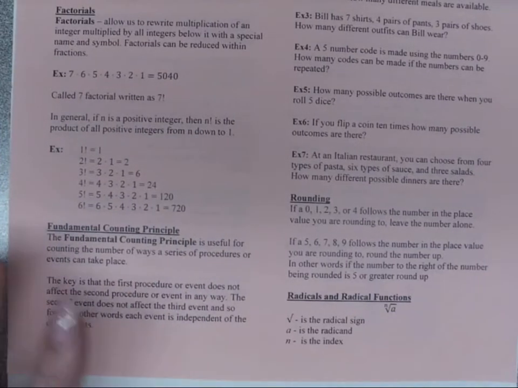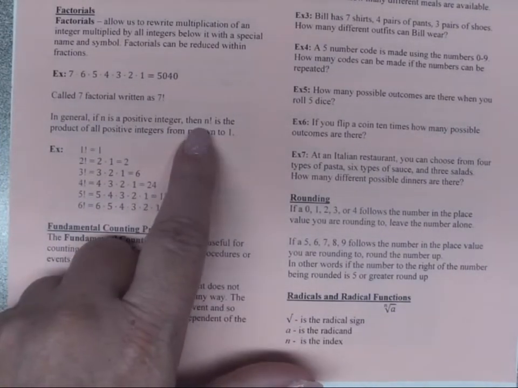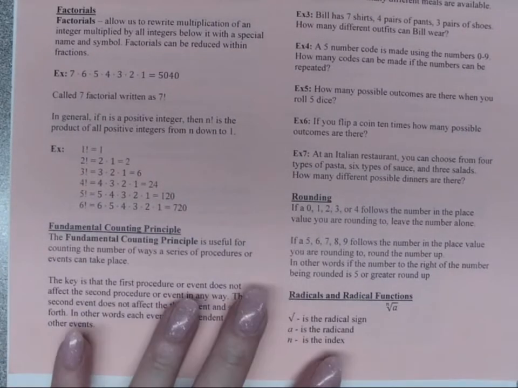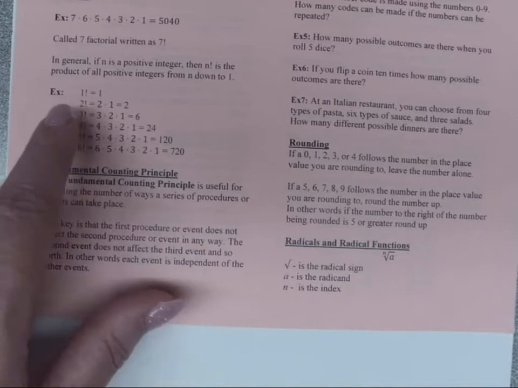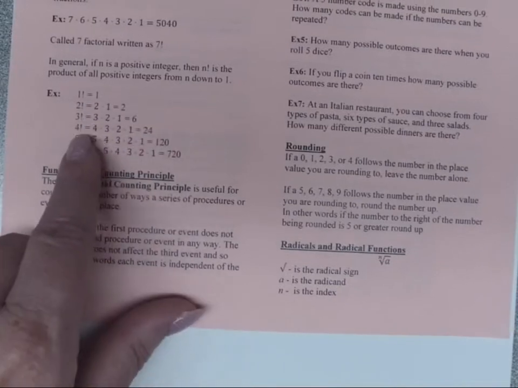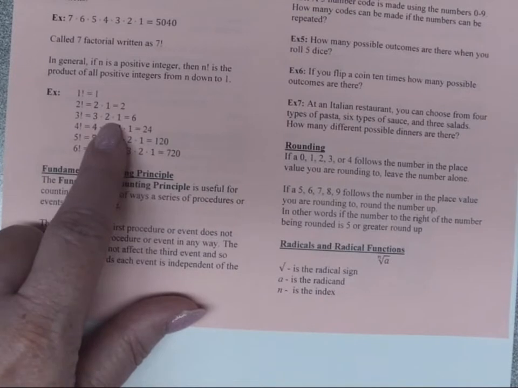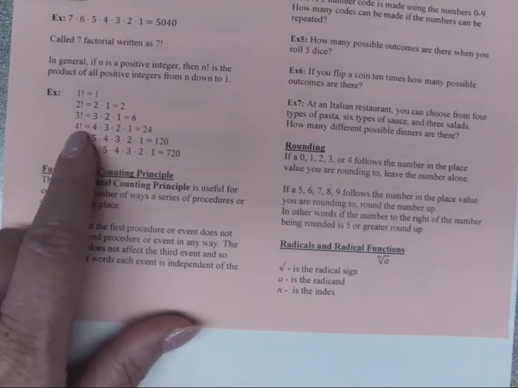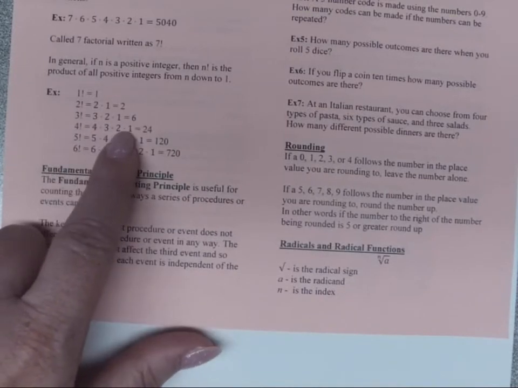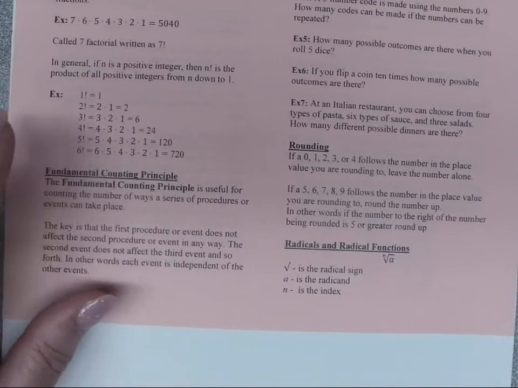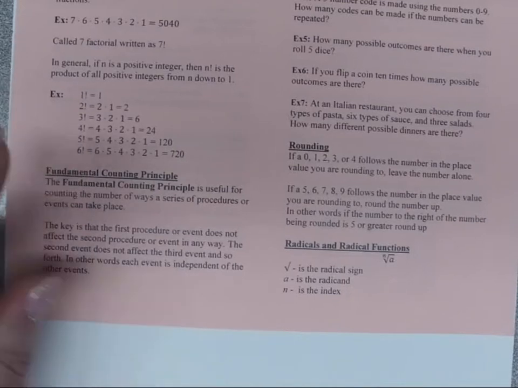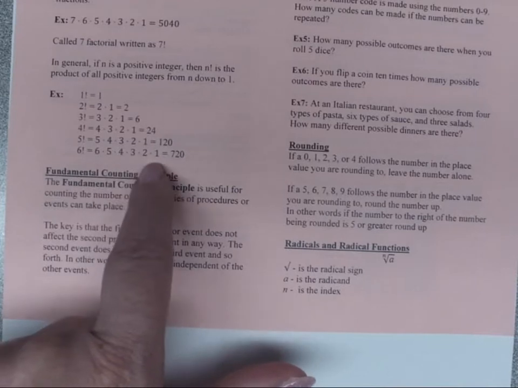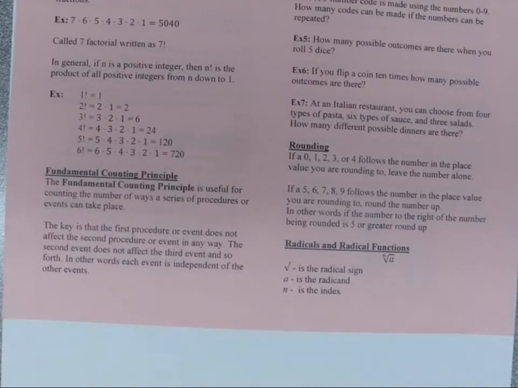So in general, if n is a positive integer, then n factorial is the product of all positive integers from n down to 1. So 1 factorial is equal to 1, 2 factorial is 2 times 1, which is 2, 3 factorial is 3 times 2 times 1, which equals 6, 4 factorial is 4 times 3 times 2 times 1, which is 24. 5 factorial is 5 times 4 times 3 times 2 times 1, which equals 120. And 6 factorial, 6 times 5 times 4 times 3 times 2 times 1, which equals 720.